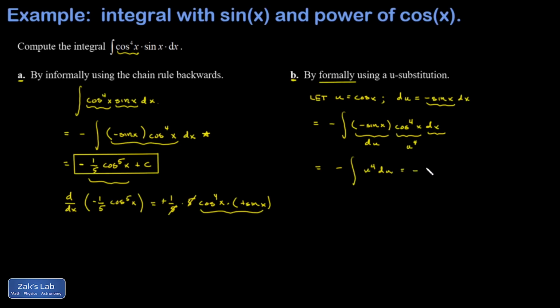I guess the antiderivative, that's 1/5 u to the fifth plus c. And then finally, I replace u with its definition in terms of x. And we arrive at the same answer that we got informally.